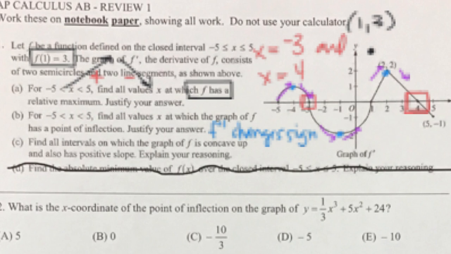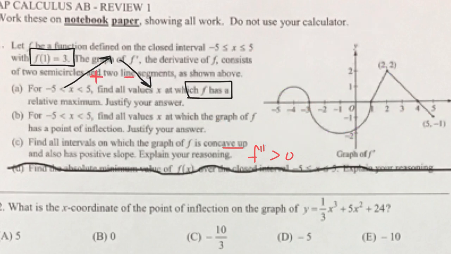Okay, and our last one, when our f is concave up. So that means that f double prime is positive, right? We have to have positive slopes in order for it to be concave up. So let's look at our graph. So that happens from -5 to 4. That's where we have positive slopes. It happens from 1 to 2, right, we also have positive slopes.